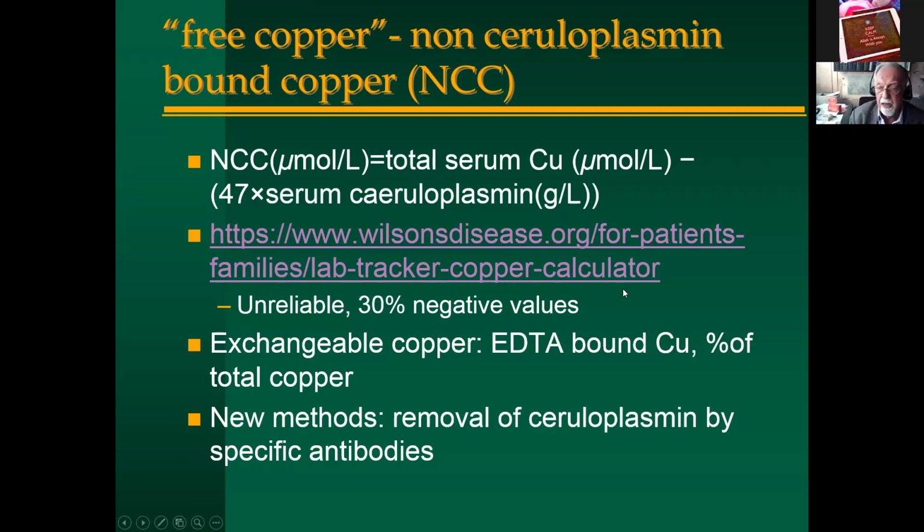Anyway, NCC is very unreliable. It depends on the determination of ceruloplasmin, which is a problem. And you find 30% negative values. And therefore, this test has never entered the diagnostic algorithm of Wilson's disease. There are newer methodologies to do it. It's exchangeable copper, where you extract copper by EDTA and give it as percent of total copper, which is a quite good estimate of the free copper. And very new methods use a removal of ceruloplasmin by specific antibodies and measure copper in the supernate.